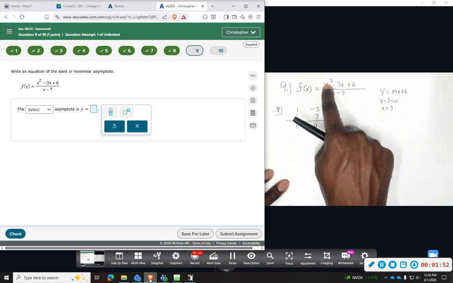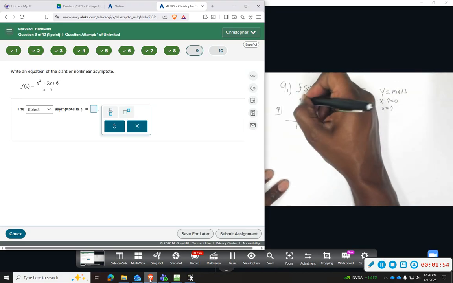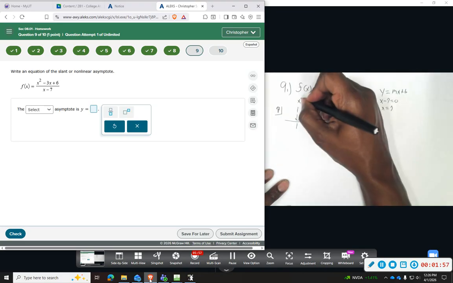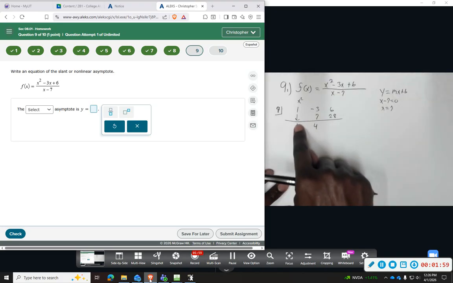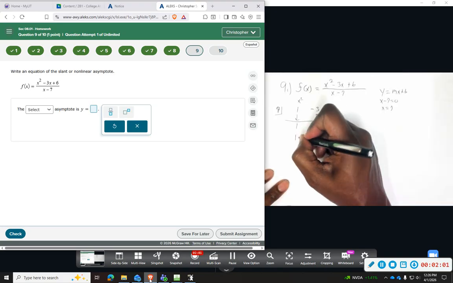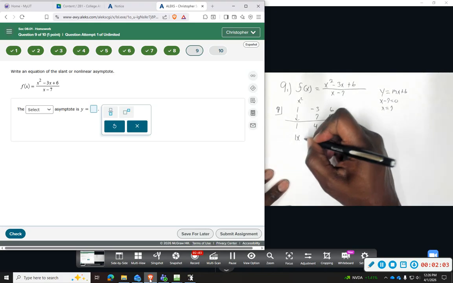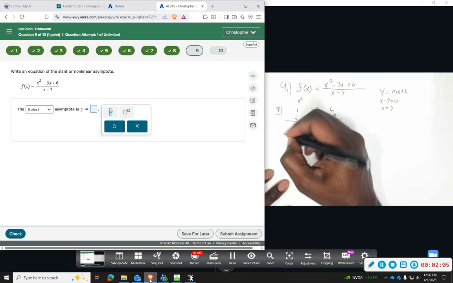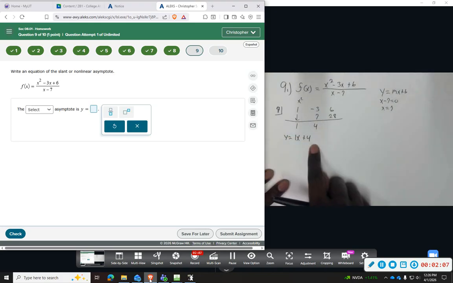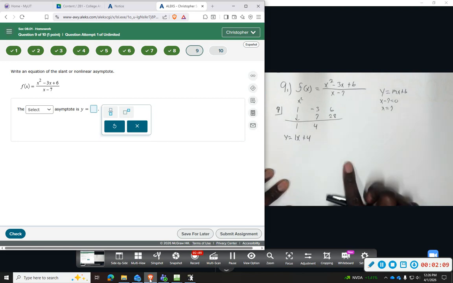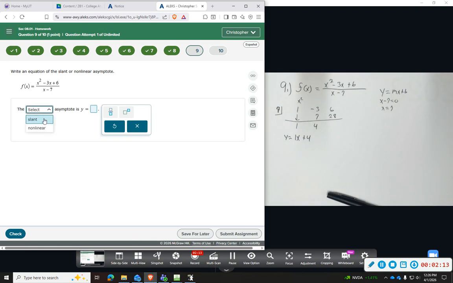So we started with x squared. We're dividing out a factor of x, so this is going to start with x. So this is 1x, and then since this is a positive 4, plus 4. So here's your equation, y equals 1x, or just x plus 4. Got a slant asymptote, y equals x plus 4.